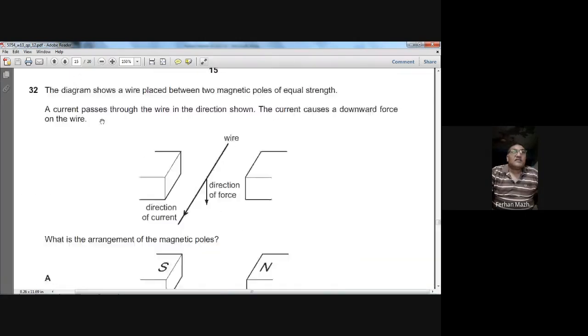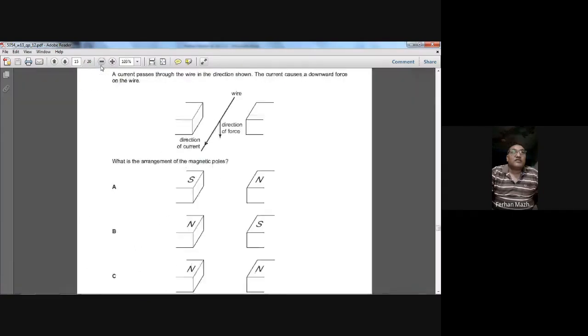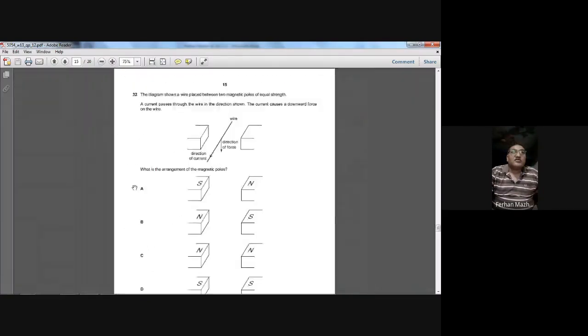Okay. So here we go. It's a big question. Let me show you. The diagram shows a wire placed between two magnetic poles of equal strength. A current passes through the wire in the direction shown. The current causes a downward force on the wire. We call this motor effect. What is the arrangement of the magnetic poles?